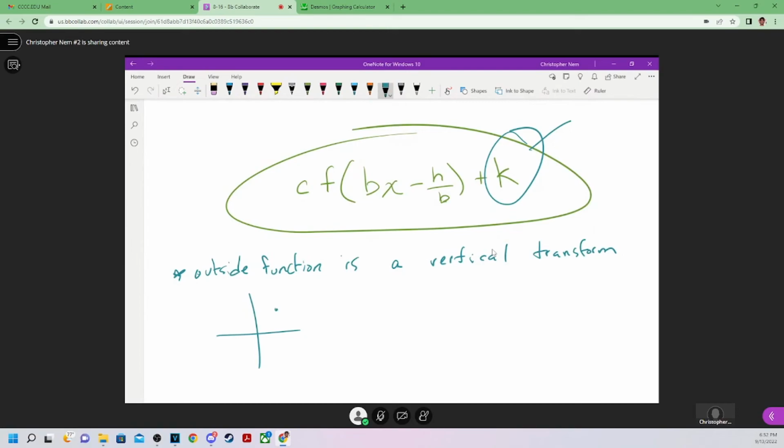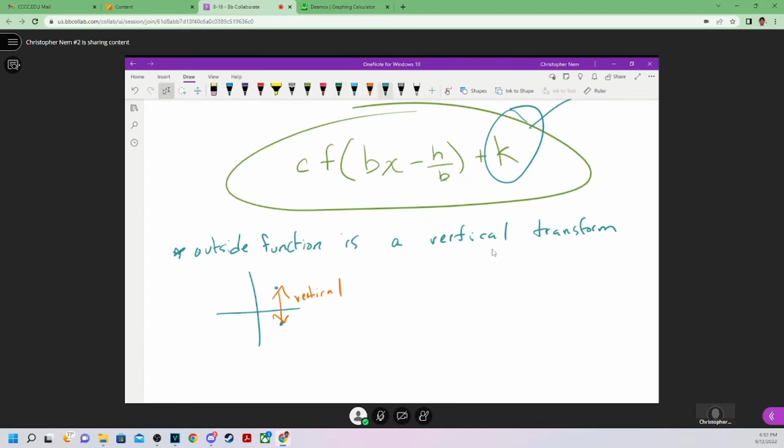If I have a point and I reflect it across the x-axis, what kind of transformation did I just make between these? This is a vertical one. If I reflect across the x-axis, it will be a vertical transformation. That's why every operation happening outside my function will be a vertical transformation. Everything inside my function is a horizontal transformation.